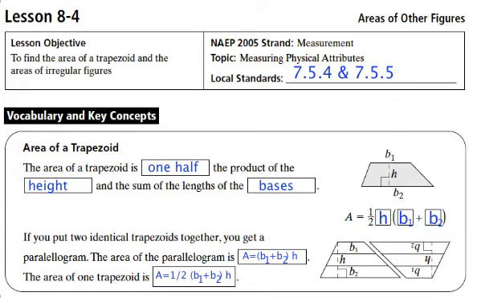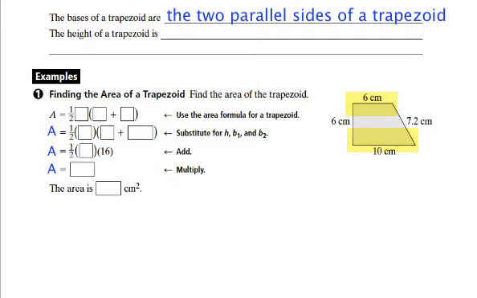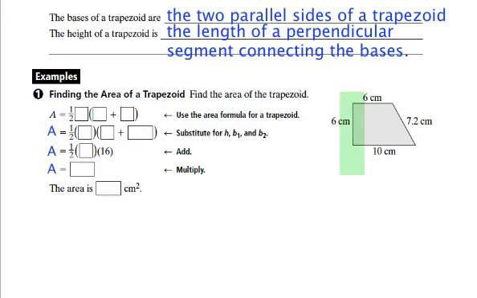Pause the video if you need more time to copy down any part of these notes. We're going to spend a lot of time on trapezoids and other irregular figures. The bases of a trapezoid are the two parallel sides of a trapezoid. The height of a trapezoid is the length of a perpendicular segment connecting the bases.